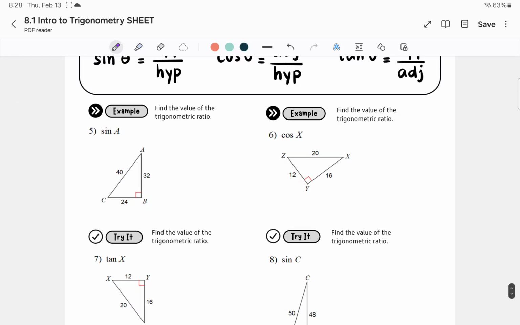So find the value of the trigonometric ratio. First, we're going to label. So it says sine of A. So we're looking at A. A is going to be our theta, this angle right here. We even draw a little theta symbol if you want.